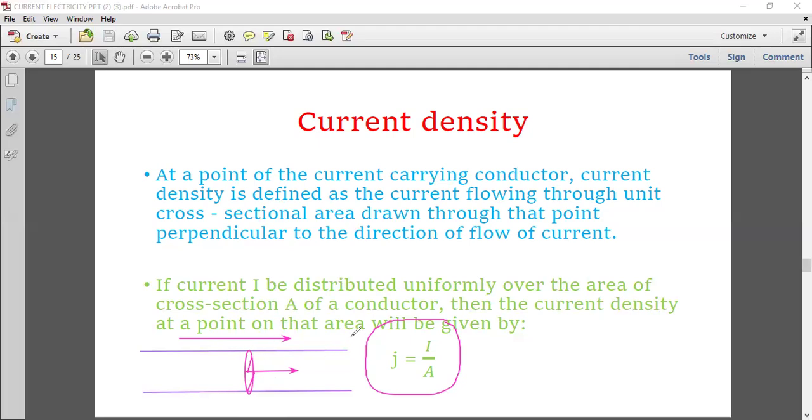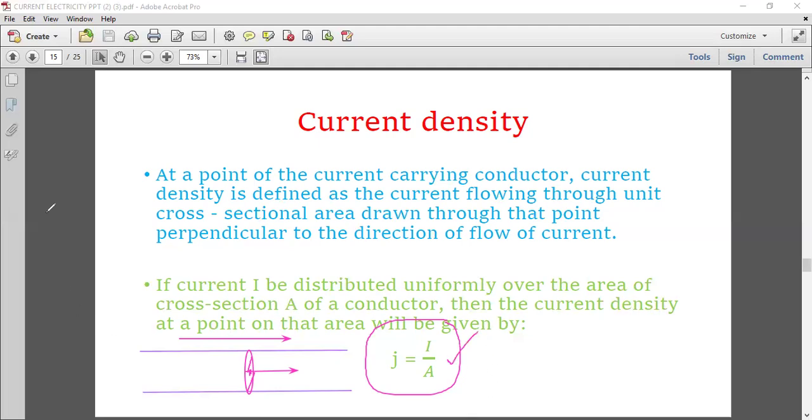So what is current density? Current density is defined as the current passing through unit cross-sectional area perpendicular to the direction of current. यह perpendicular to the direction of current होना चाहिए. Suppose you have to determine current density at this point. तो इसके अराउंड हमने एक क्रॉस सेक्शनल एरिया A ले लिया. Suppose through that cross-sectional area the current passing is I, then current density is defined as I upon A.